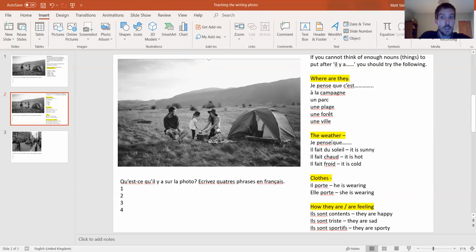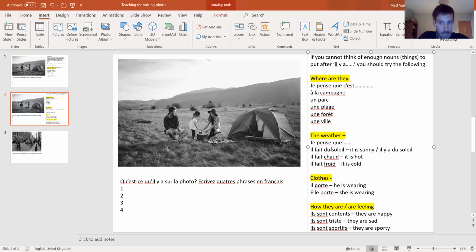So you could say je pense que, and then just use your weather phrases that you do loads. Je pense qu'il fait du soleil, or je pense que, what you could do with that one is il y a. Il y a du soleil. I think that it is sunny. Je pense qu'il fait chaud. I think that it is hot. Je pense qu'il fait froid. I think that it is cold.